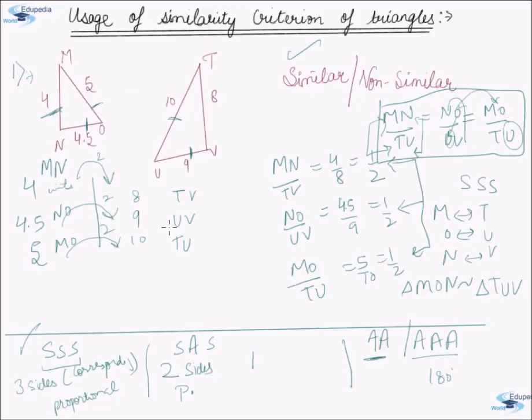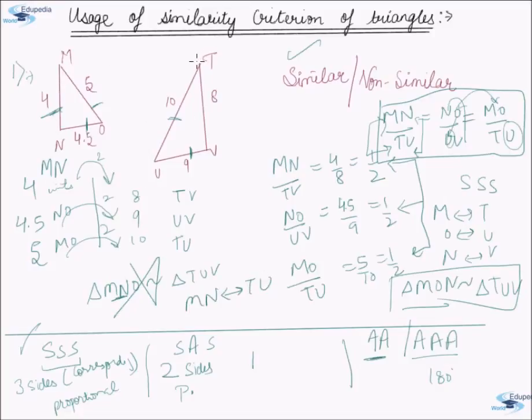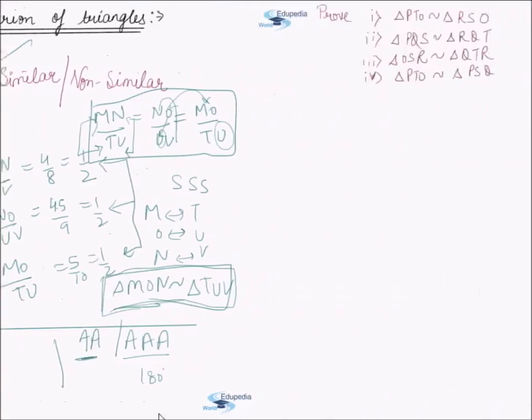Moreover, you cannot say that MNO is similar to triangle TUV, because here it will mean that MN is corresponding to TU. Now MN is 4 units and TU is 10 units, so the ratio will not be 2. Thus there is a specific order in which you can write that the given triangles are similar, and by practice you can write this order. Now let us have another question.